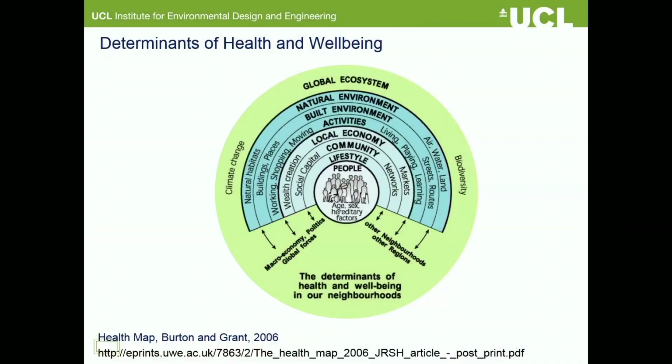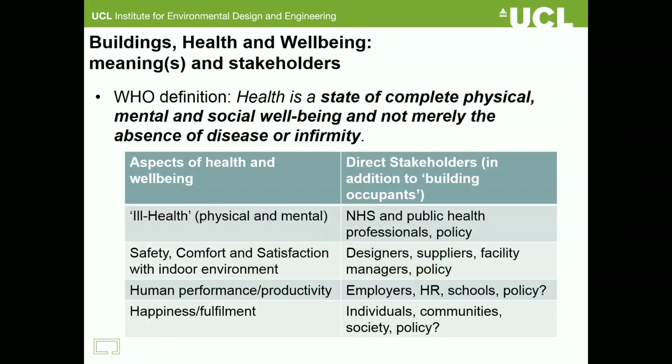Let's remind ourselves of the determinants of health and well-being in people. So you have at the individual level your individual factors, the hereditary factors, the lifestyle. Then you have the impact of the physical environment, the social environment, the economic environment, and the finances and the policy environment. So actually it's a very, very complex system, and we need to consider all of that.